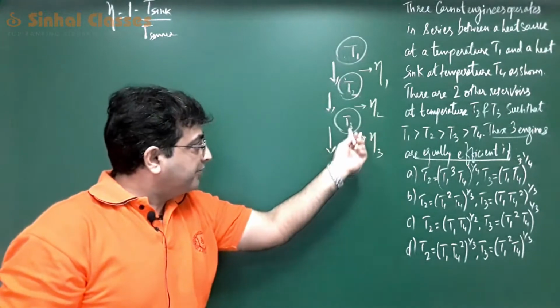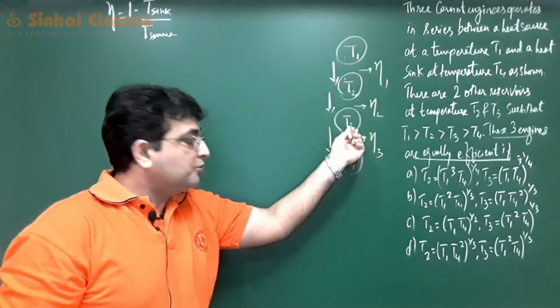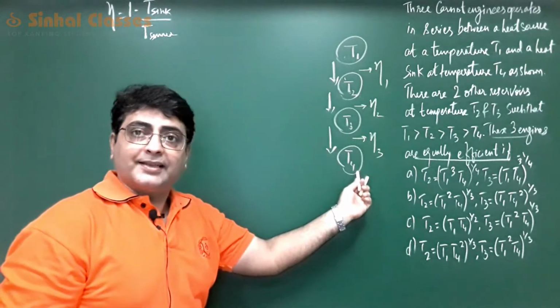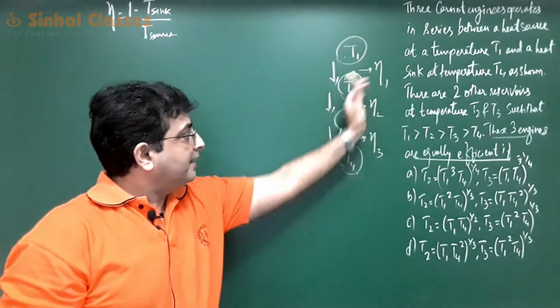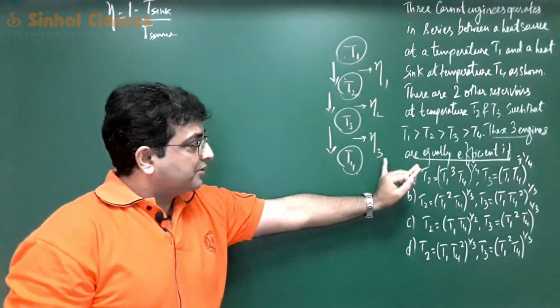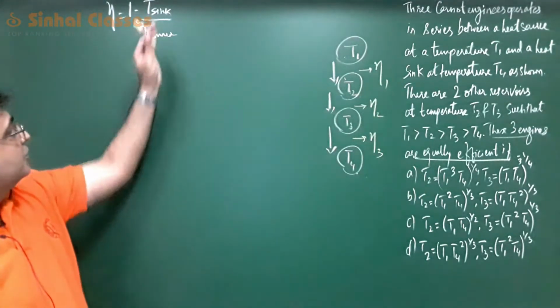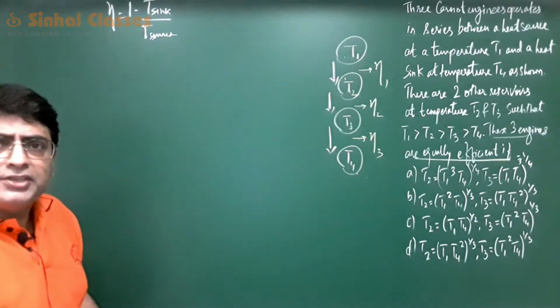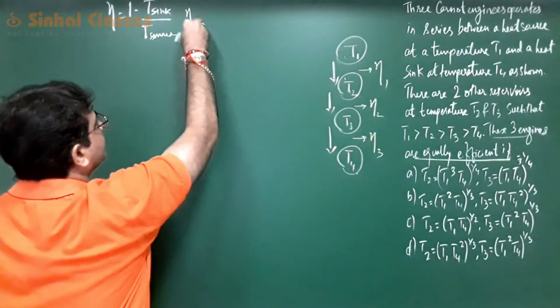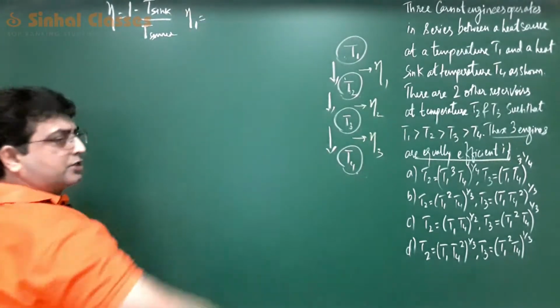If I consider T3 and T4, students, then T3 will be your source, and T4 becomes the sink. So here we consider 3 reservoirs, and the 3 engines are equally efficient. So we need to go for the efficiency in each case. Now if I go for the formula for each case, what is the efficiency for the first one?